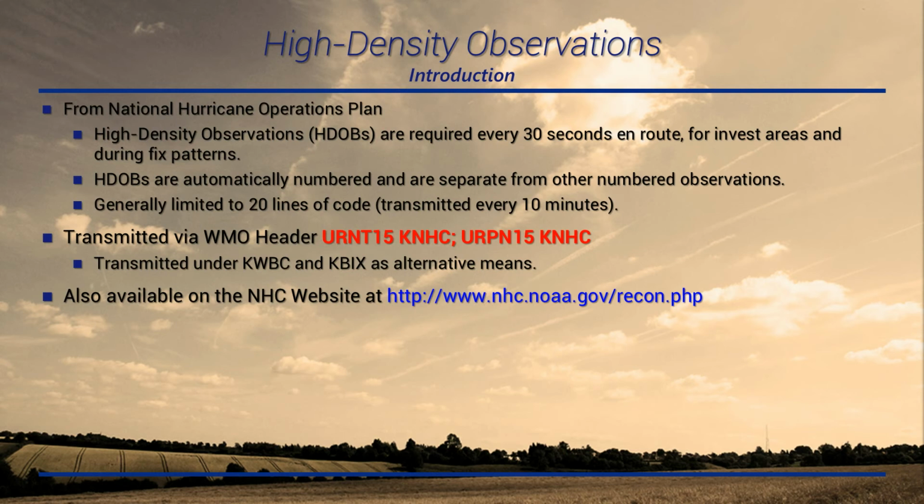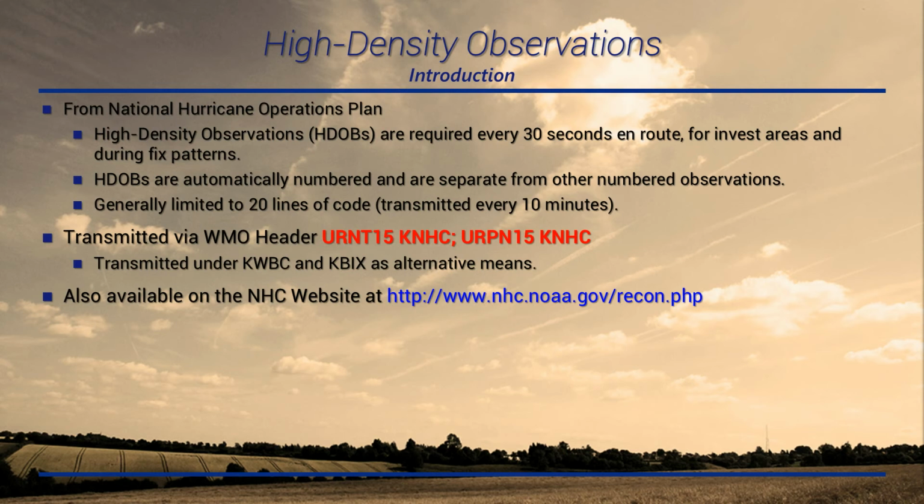High density observations are automatically numbered, and they are a separate numbering scheme from the other observations. You'll see, like, a RECO ob number 1 comes out, then vortex data message number 2, then a dropsonde number 3. Those are sequential in their own right. High density observations are separately numbered.